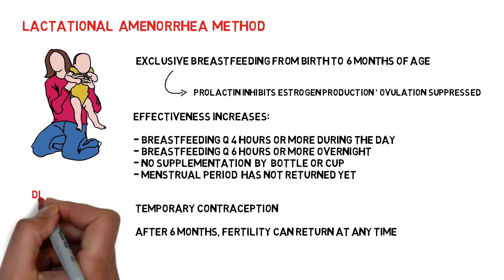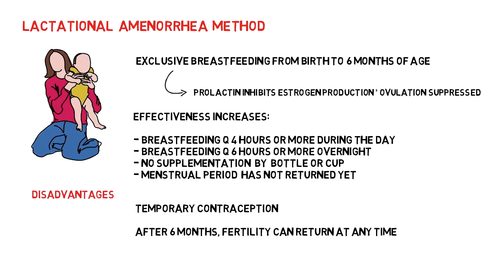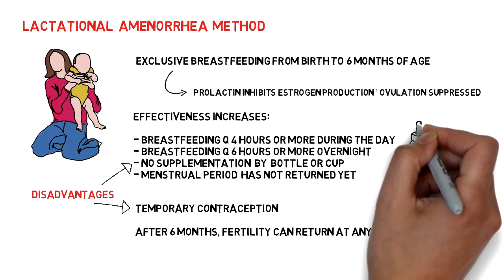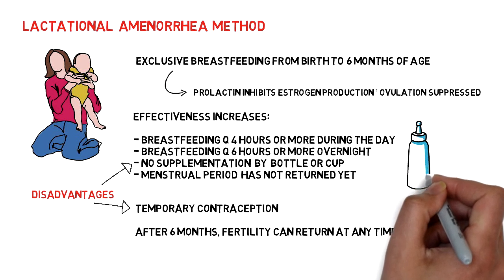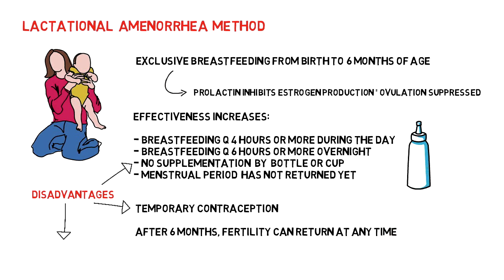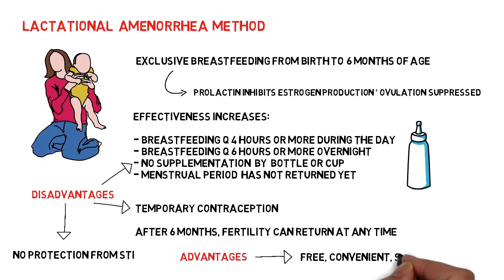Some disadvantages are that it's only a temporary form of contraception because after 6 months, fertility can return at any time. Not being able to use supplementation can also be difficult for some mothers. And like the other natural methods, lactation amenorrhea does not protect against sexually transmitted infections. Other advantages are that it's free, convenient for the most part, safe, and it's also natural.